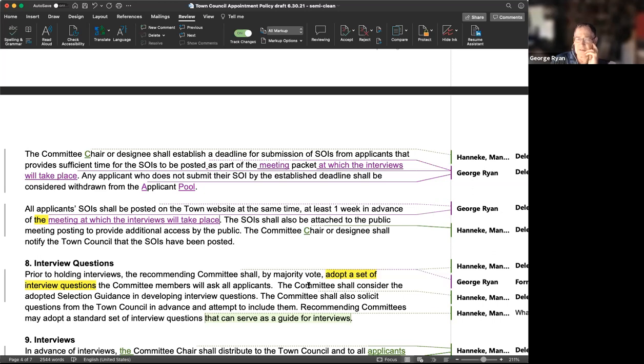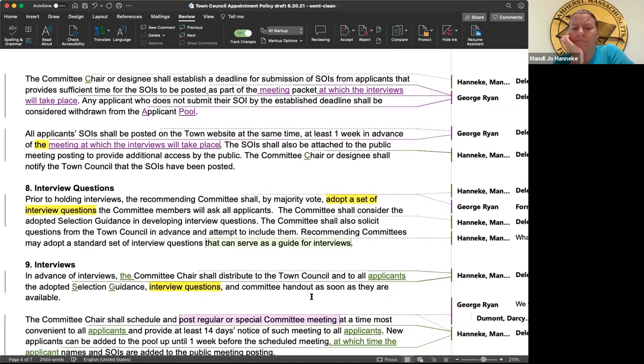Any thoughts about this section as it stands? I don't like repeating the same language. On the other hand, I don't see how to make it any simpler. You could say at least one week in advance of the interview meeting, which would make it a little less wordy. Interview meeting sounds like it's a special meeting and we're trying to stay away from that. So maybe just in advance of the meeting at which the interviews will take place is fine. I think it's fine. Okay, thank you.